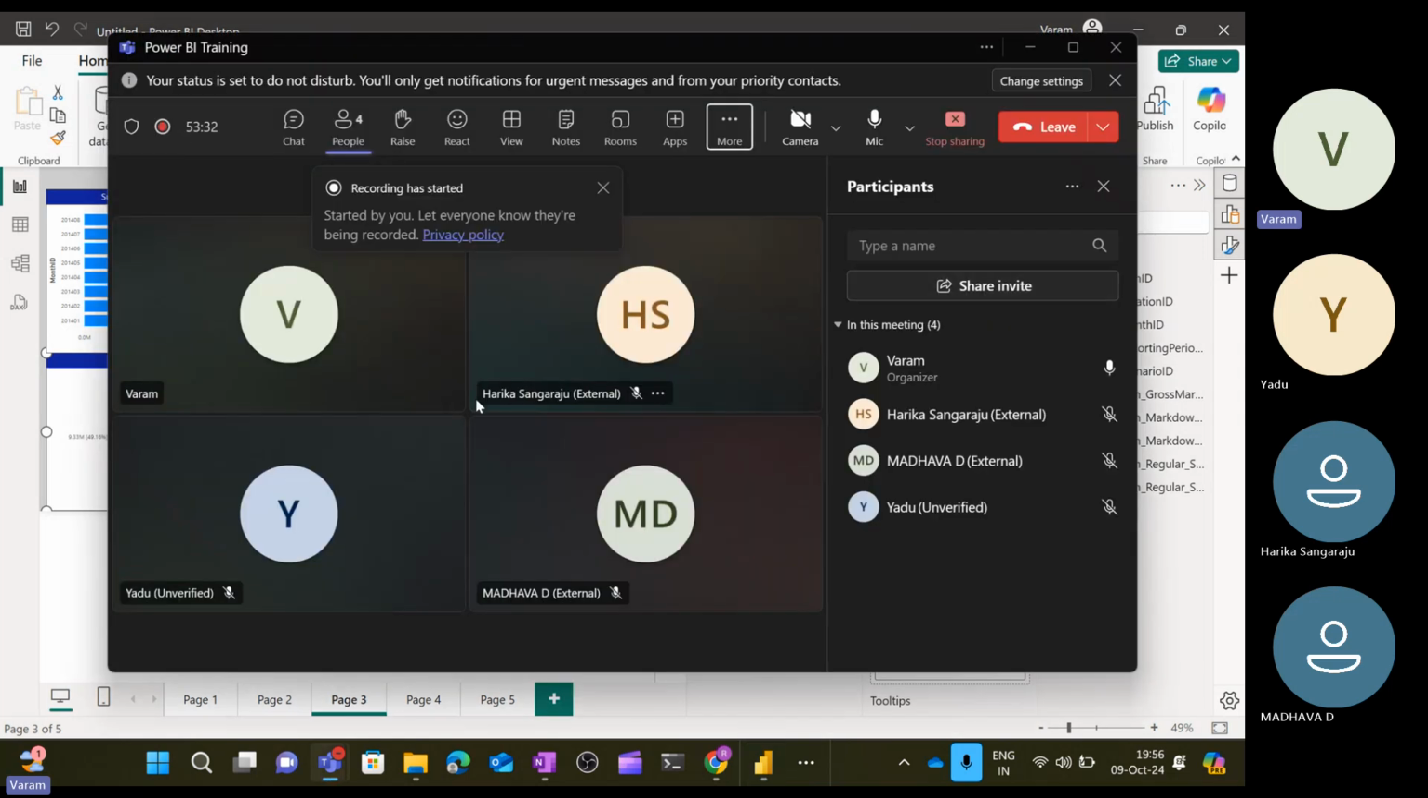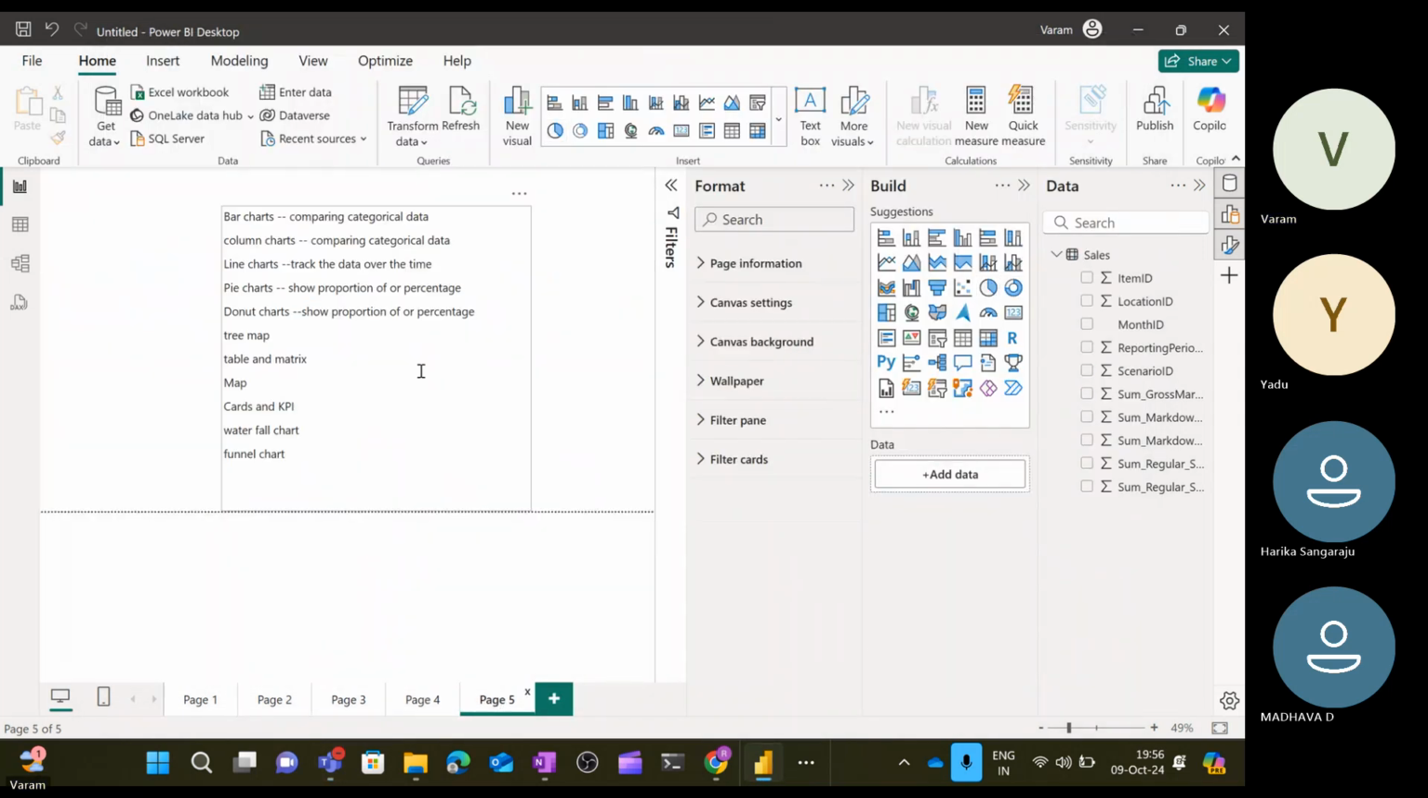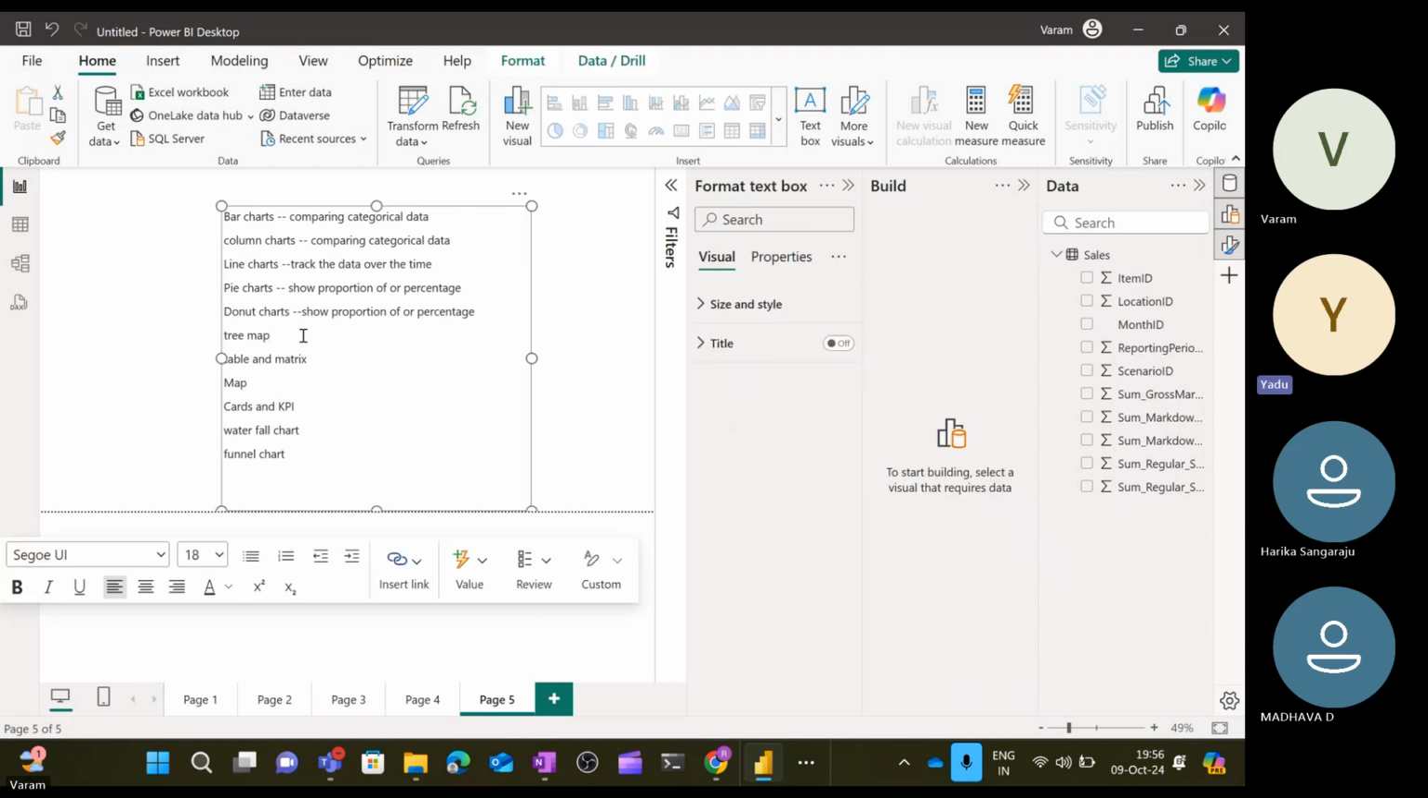Any questions on this, guys? No. No. Madhava? No. Okay. Right. So this comes to the proportion of changes. Next is the tree map.